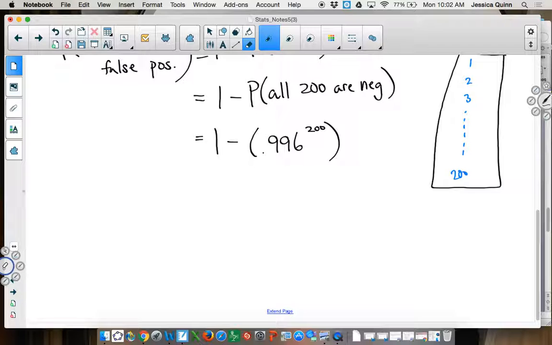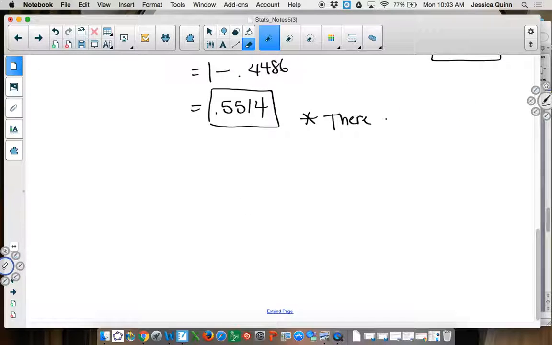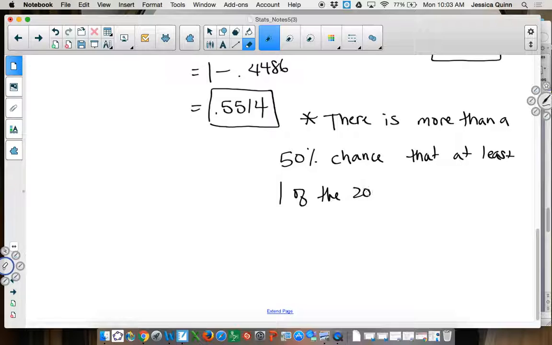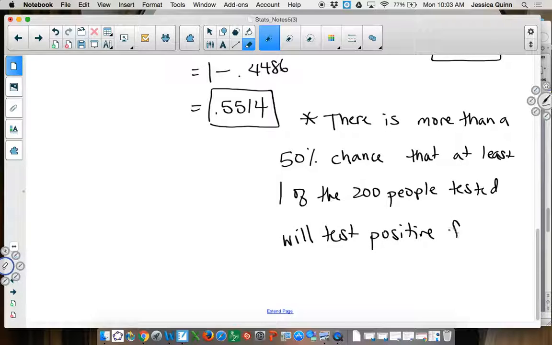Okay, so that ends up being 1 minus 0.4486, so 0.5514. That's kind of high. Yeah, more than half, right? So, like Kat said, there is more than a 50% chance that at least one of the 200 people tested will test positive for HIV, even though nobody really has it.